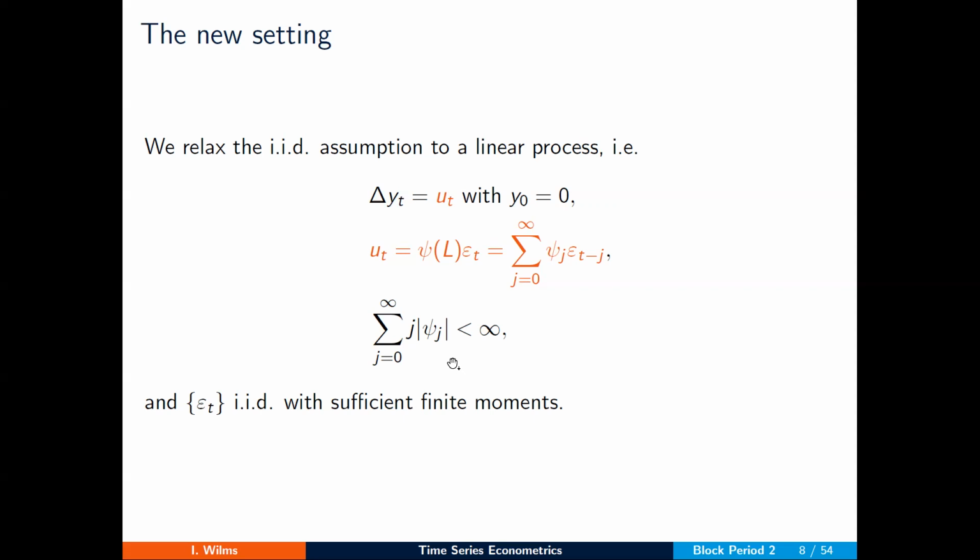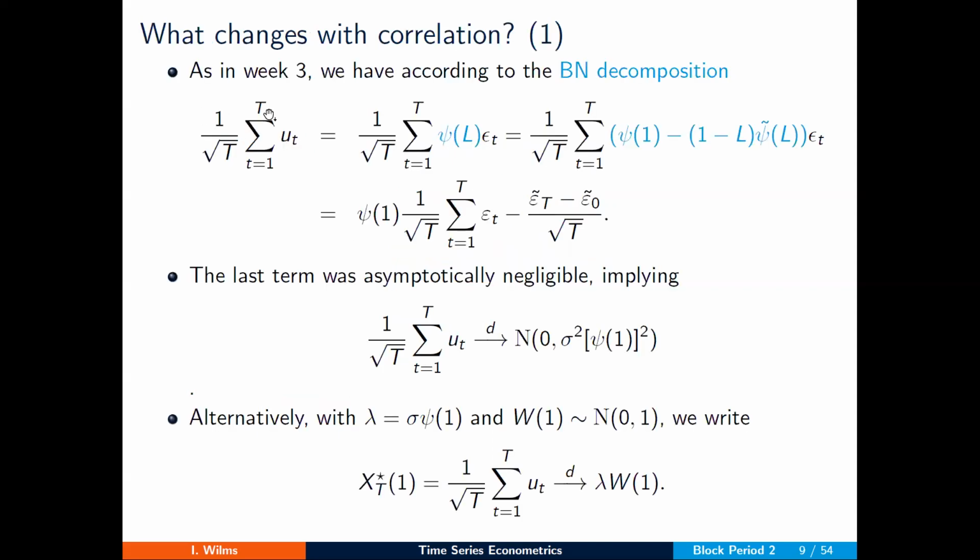Now, what changes when we allow the errors to be serially correlated? Well, as in week 3, we will analyze this linear process via the Beveridge-Nelson decomposition. And this decomposition tells us that we can rewrite the lag polynomial as psi(1) minus the difference of a new lag polynomial psi tilde(L).